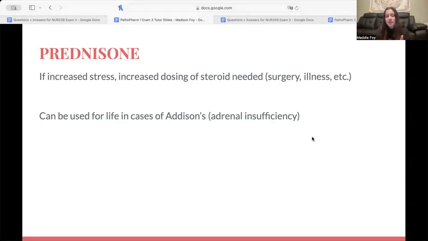And then you can taper it back down to a more maintenance level dose, but it has to correspond with levels of stress. And for our sake, think of stress as surgery, hospitalization, etc. And like I said, long-term use of prednisone is common, and that's oftentimes in cases of Addison's, which is a disease that causes adrenal insufficiency. So prednisone, being a corticosteroid, will mimic the actions of the adrenal gland instead.